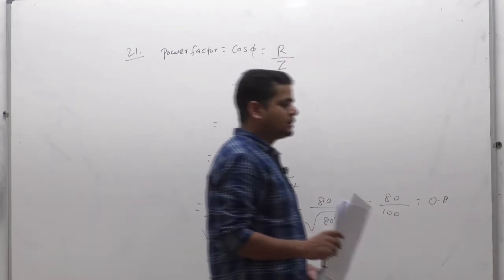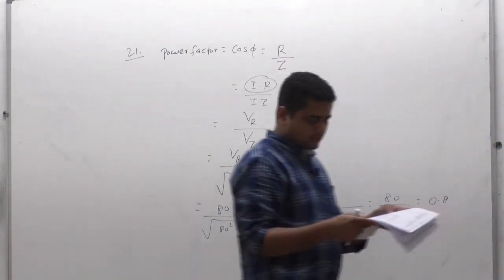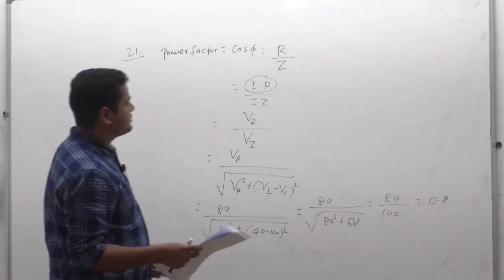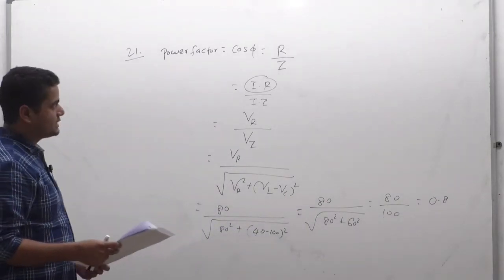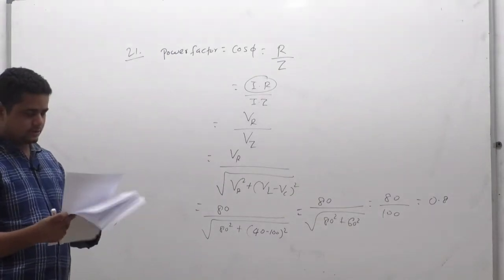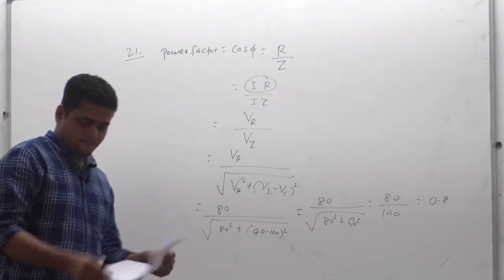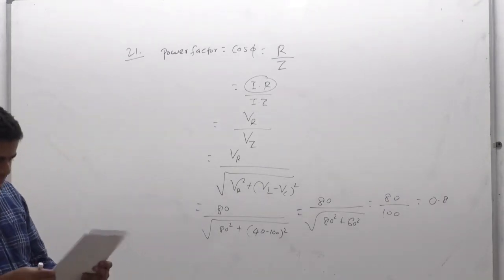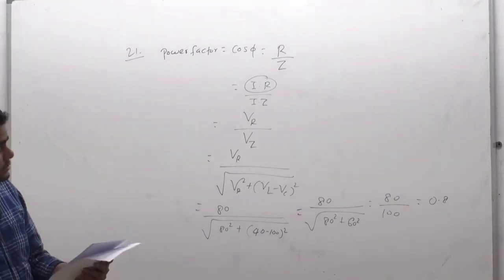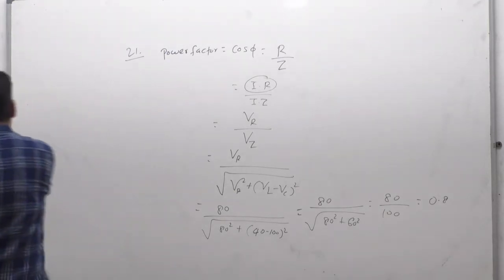We have applied the concept of cos factor, power factor, which is equal to cos phi equal to R upon Z. R is resistance and Z is impedance, and accordingly we have put the values, and accordingly we get the answer. So this is question number 22. Next we can go through question number 22.